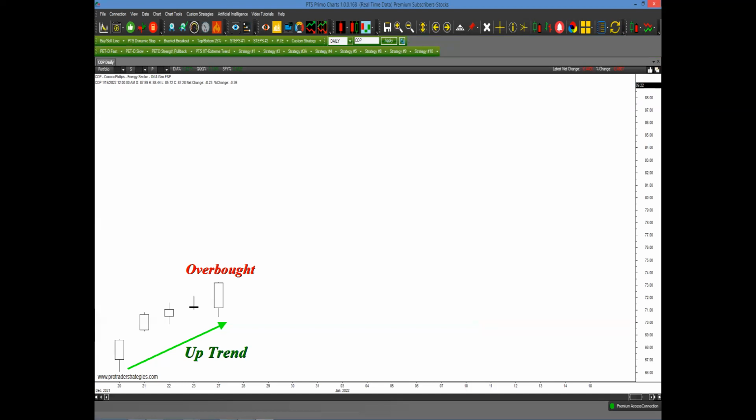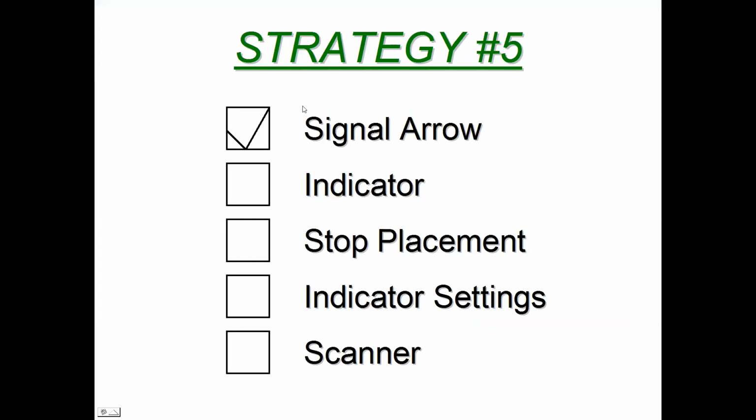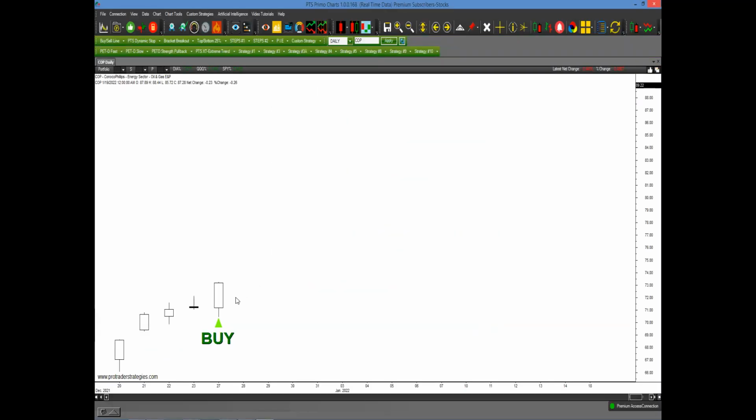Remember, this is in an uptrend. So what should we look for? A continuation of that trend. Therefore, we apply strategy number 5, okay? Right here on our upper green strategy tab in the drop-down menu, click on signal arrow, and there's a buy signal. And you can say, well, how can I buy that at the very top? You know, I wish I would have bought it lower. Well, it's too bad you missed it, but guess what? Strategy 5 says it's still got some more room to the upside.